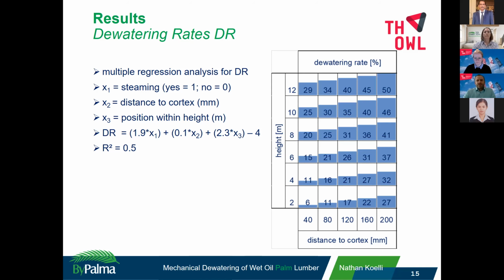So the dewatering rate rises from the cortex inwards and from the bottom to the top, as we can see here. The range is between 6% at the trunk periphery, at the bottom of the palm, and 50% at the middle of the top of the palm. So the range is between 6 and 50% of moisture content reduction.